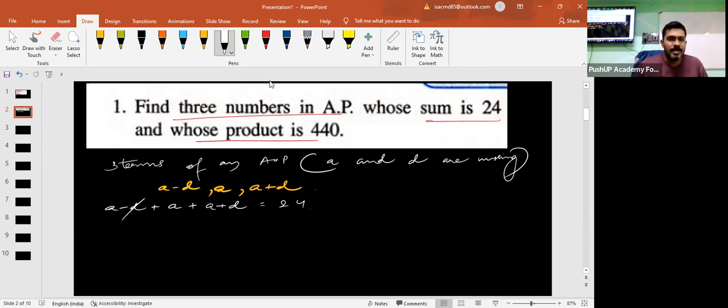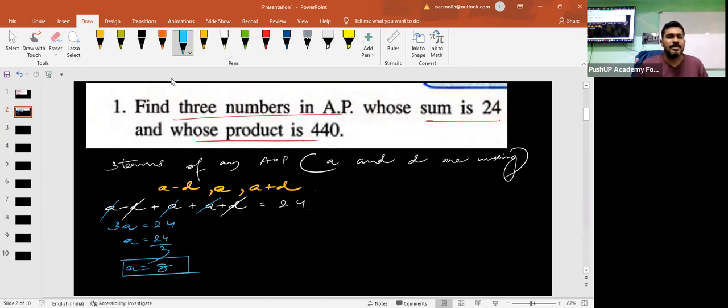Now minus D and plus D will get eliminated. What is A plus A plus A? It is 3A, which is equal to 24. So A would be equal to what? 24 divided by 3.